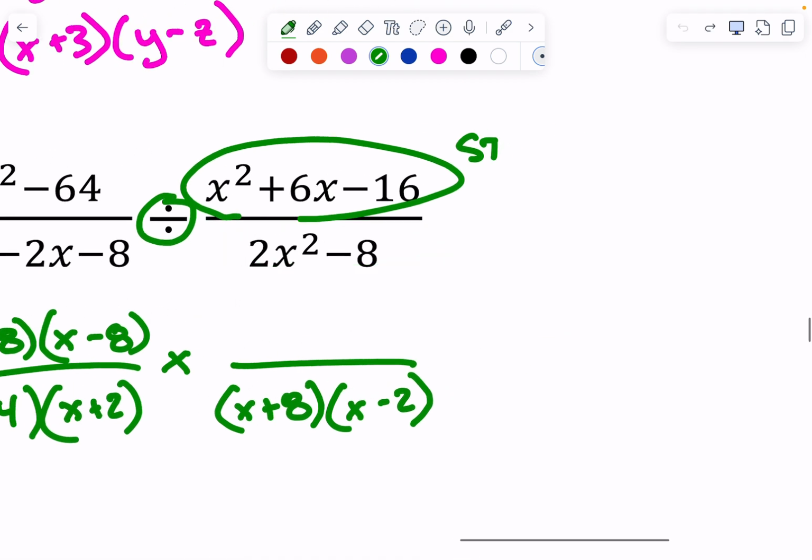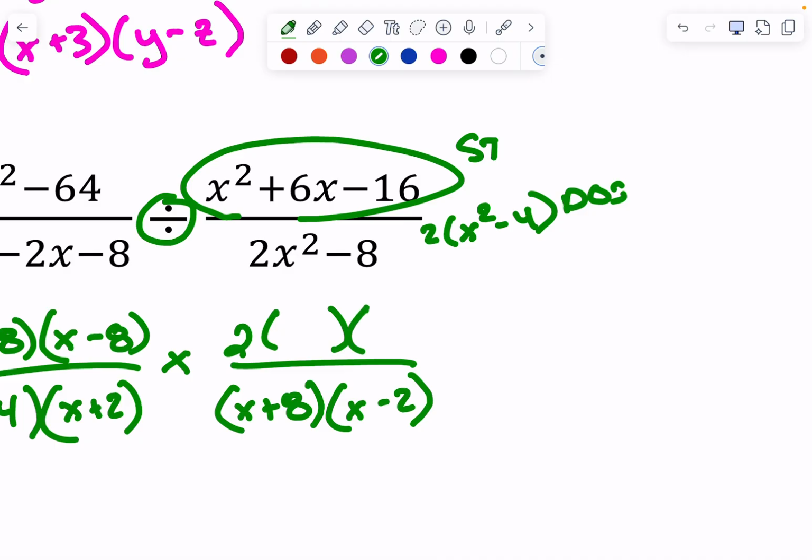Take a 2 out. I'm going to do it over here. If I take a 2 out, I have x squared minus 4, which is a difference of squares now. So I have the 2 that I took out, right? And now I've got 2 little pieces: x plus 2 and x minus 2.